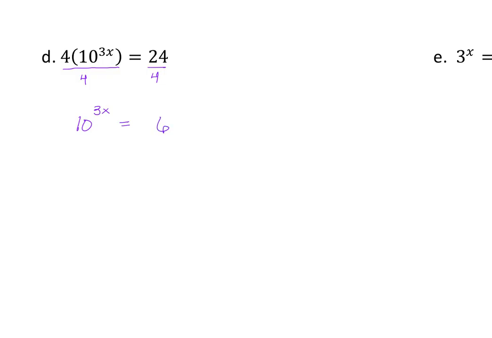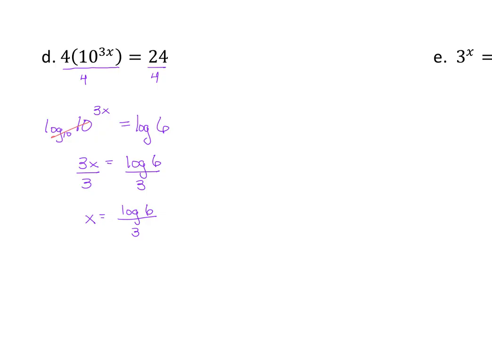This is another example where I cannot write them with the same base. And so we're going to go ahead and take the logarithm. So I'm going to take the common log of both sides. On the left side, these cancel. I am left with 3x equals log of 6. And then we can finish solving for x. We're going to divide by 3. And our exact solution is log of 6 divided by 3.